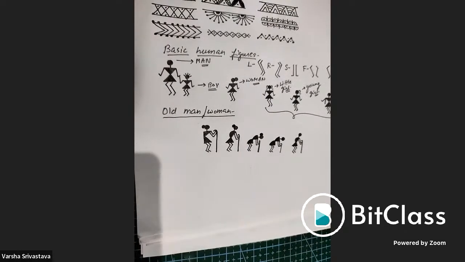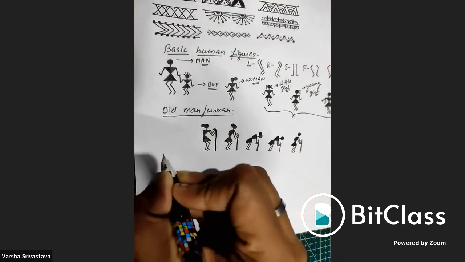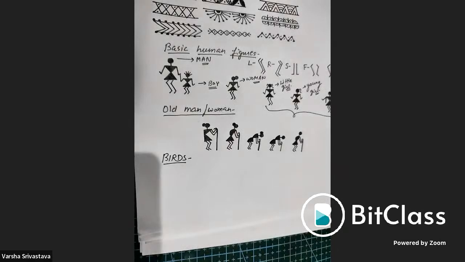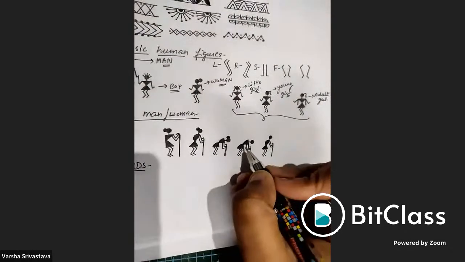Now I'm proceeding with the bird figures. Birds. Quickly, two birds and two animals which I'm going to make. I have to repeat the last one again. Which last one? This one.